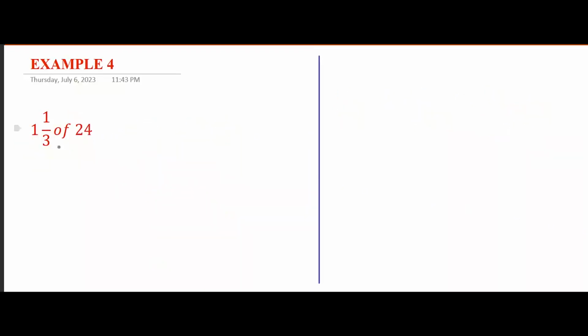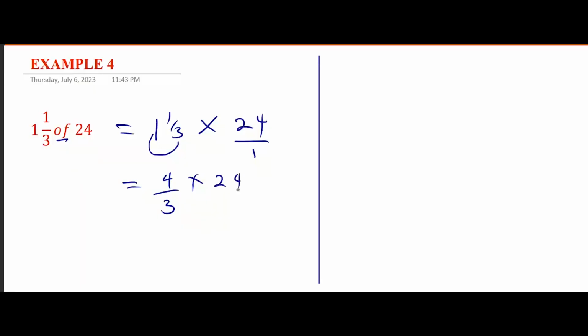Here we have 1 whole, 1 out of 3 of 24. In mathematics, the word "of" means multiplication. That means we can write it as 1 whole, 1 out of 3, multiplied by 24. If you like, you can write 24 as 24 out of 1, still correct. Then the next thing we need to do is to write this mixed fraction as an improper fraction by saying 3 times this 1, 3, plus the 1 on top, that is 4. So you have 4 out of 3 times 24 out of 1.